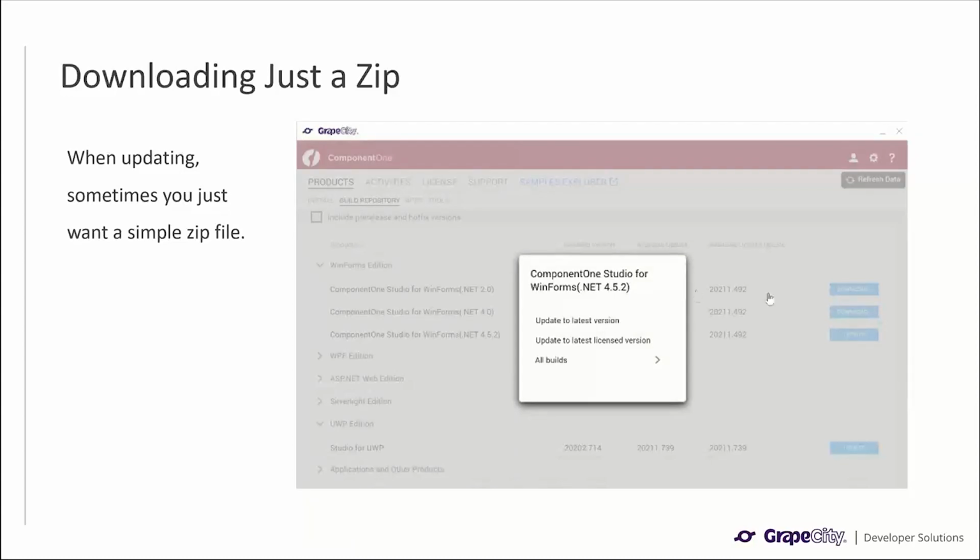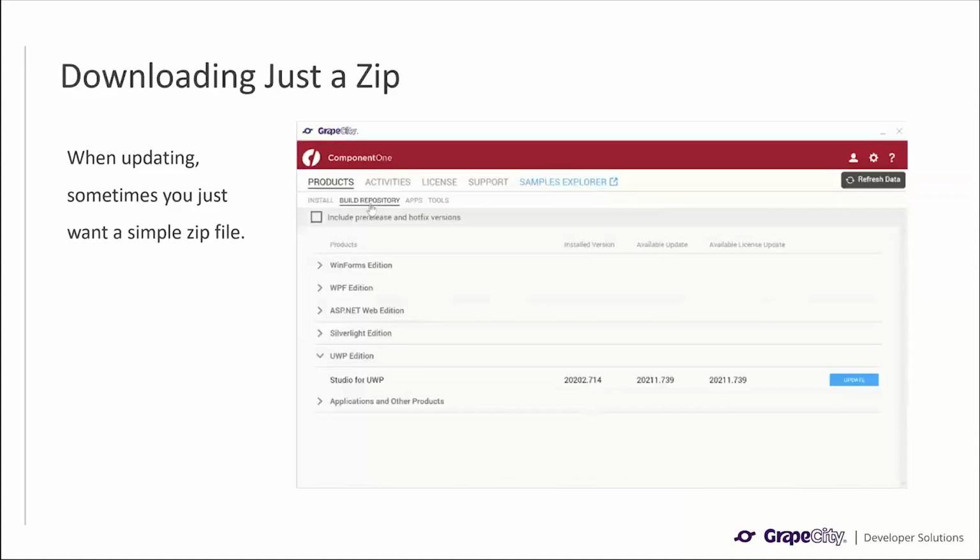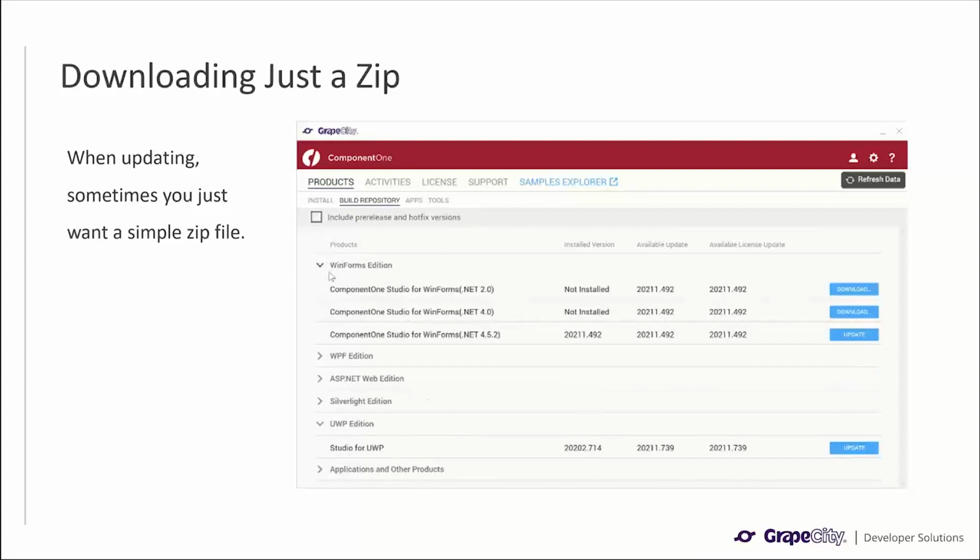Some of our newest products like .NET 5 and Blazor are not available through the Build repository yet. So you still need to do the full install to get those. But from the C1 control panel, you can also activate a license or launch our Samples Explorer application. There's a lot more I could cover, but we'll save that for another video.